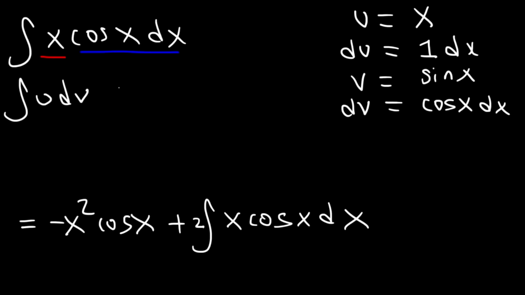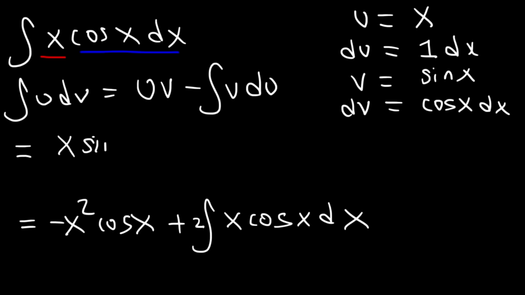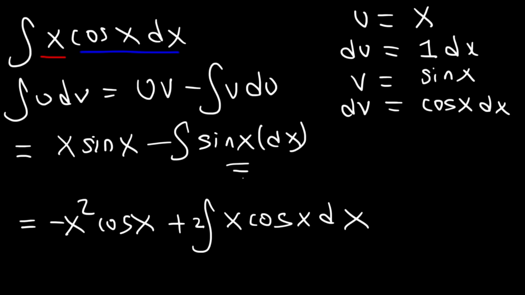So using the formula, it's going to be u times v, which is x times sine x, minus the integral of v du. So v is sine x, du is just dx. And so the integral of sine is negative cosine, and then plus c.